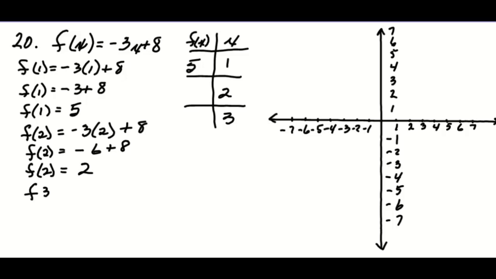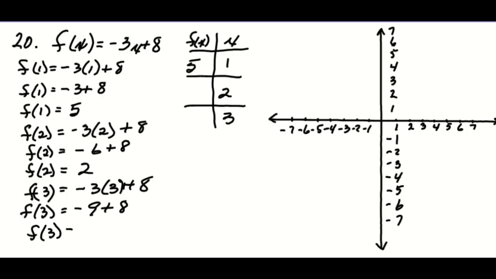Function of 3, follow the same routine, negative 3 times 3 plus 8. F of 3 equals negative 9 plus 8. So that function of 3 turns out to be equal to negative 1. So for 2, our result was 2.